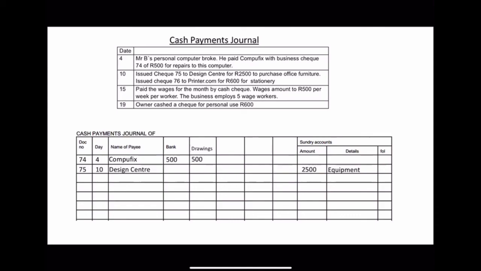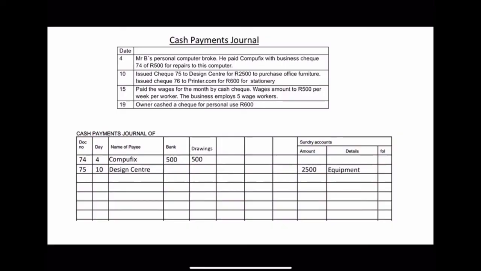Okay, next thing is we can see that on the 10th there is another item that we paid. So you don't have to put that 2,500 straight into the bank. You can if you want to, but you can just wait for all the amounts for one day to be done and put it in as one amount, which is what I'm going to do.